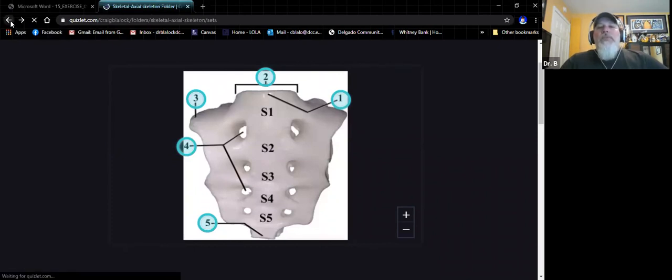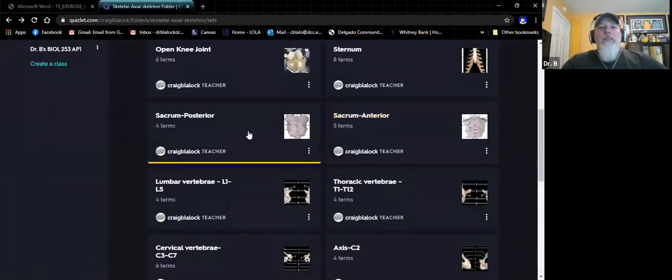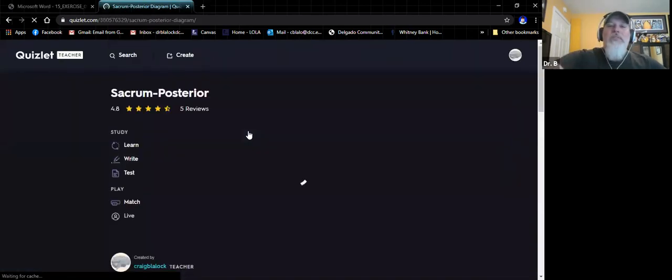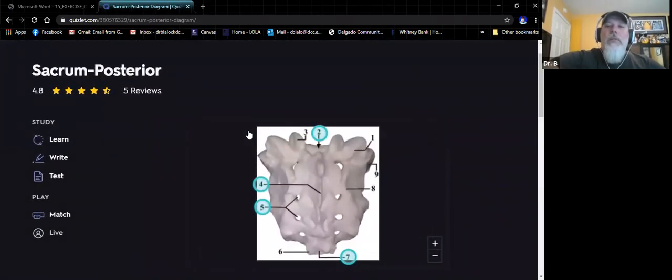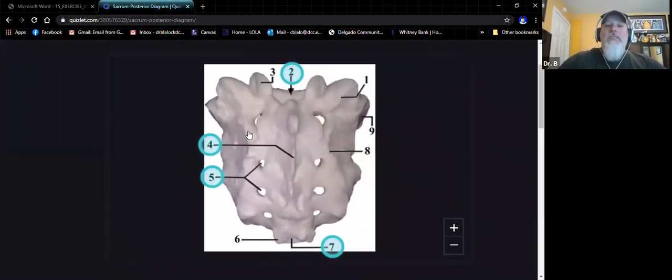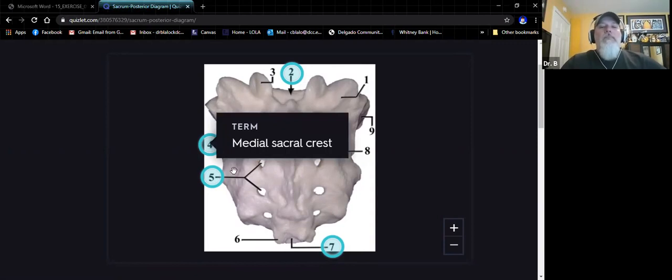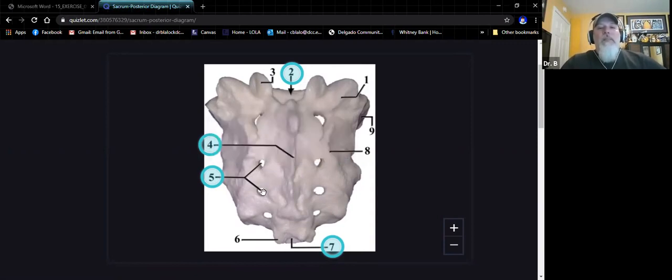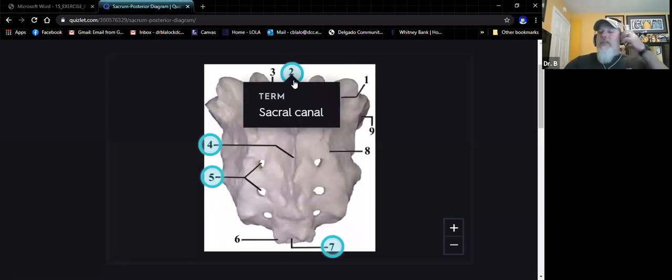Now, when we look at the posterior of the sacrum, it is going to look like what we see on the backside of the vertebra. On the backside of the vertebra, we saw spinous processes, and so what we see is a ridge of bone that runs down the back of the sacrum, and that's called the median sacral crest. We see our sacral foramen again. And then number 2 right here, that's pointing down into a structure where the spinal nerves are going to go, and that's the sacral canal.